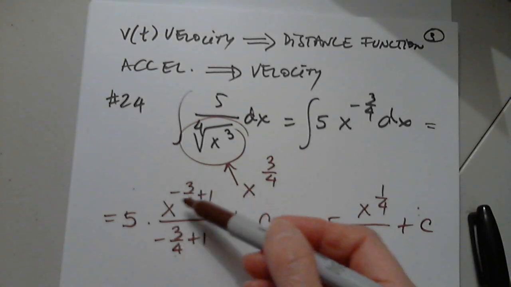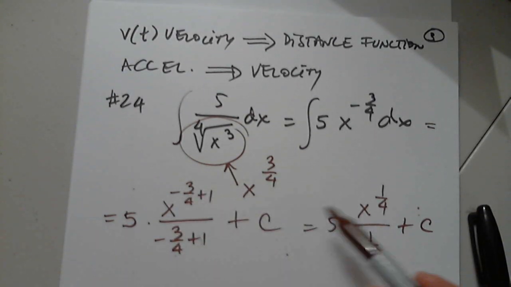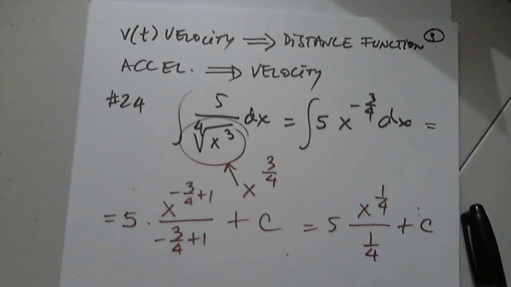It's good because once I calculate this one, I don't have to calculate this. I have to have the same number. I have to flip the denominator because it's a fraction. And I will write 20x to 1/4 plus a constant c.